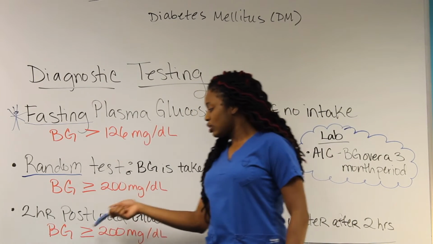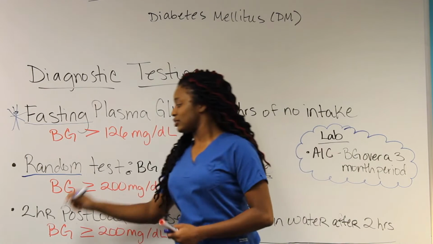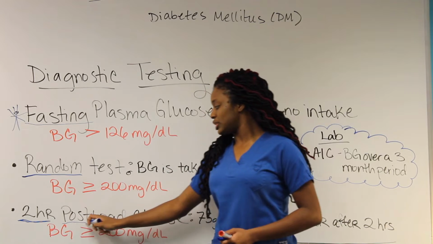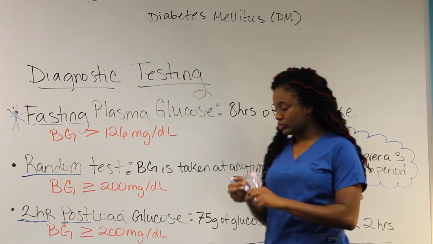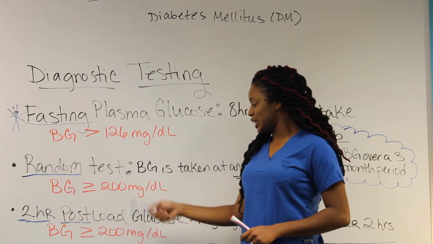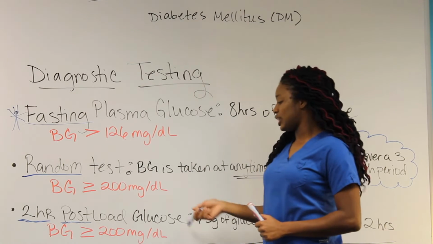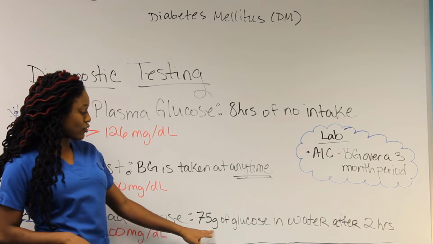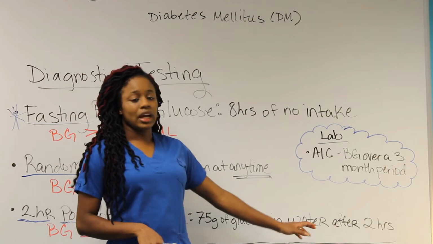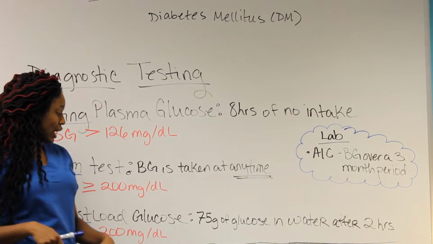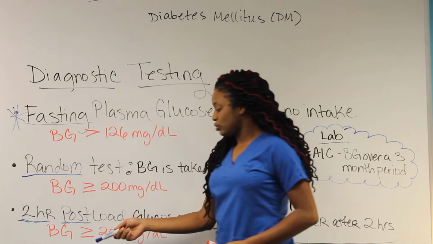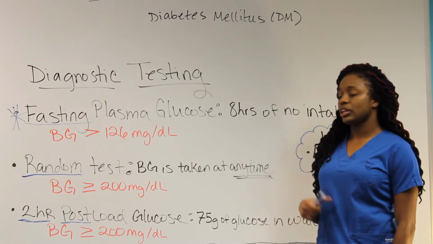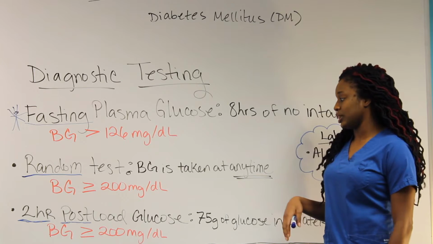And then you have a 2-hour post-load glucose. Again, the name, okay? Post-load means after. So 2 hours after taking in glucose is the name of this test. Pretty much what they're going to do is put 75 grams of glucose in water, and then 2 hours after you consume that, if you have a blood glucose level greater than or equal to 200, then you may also be exhibiting signs of having diabetes, okay?